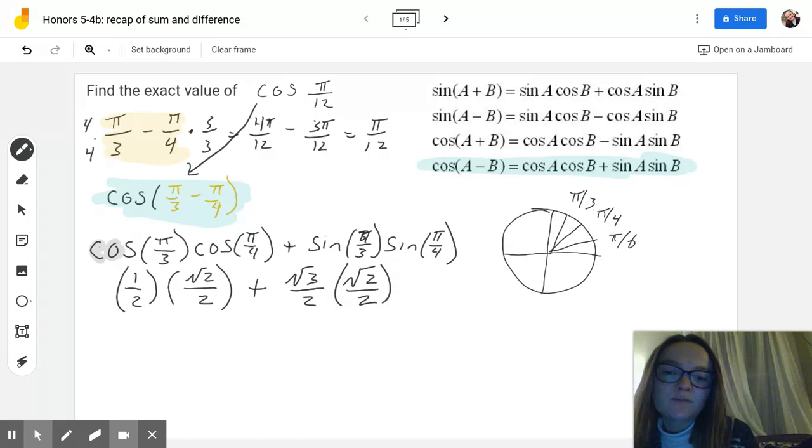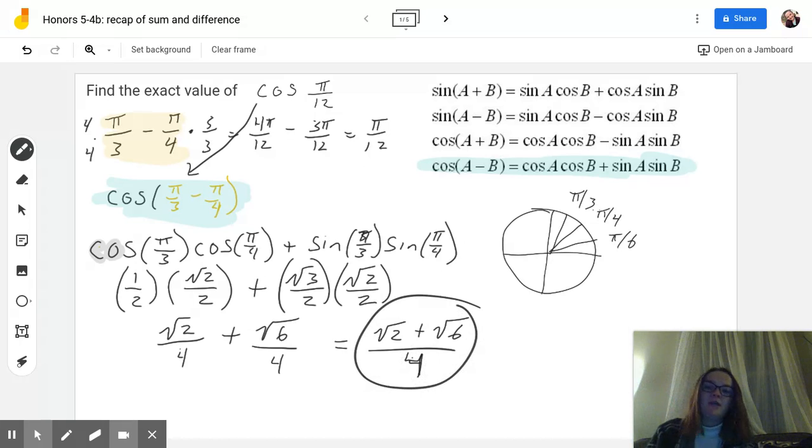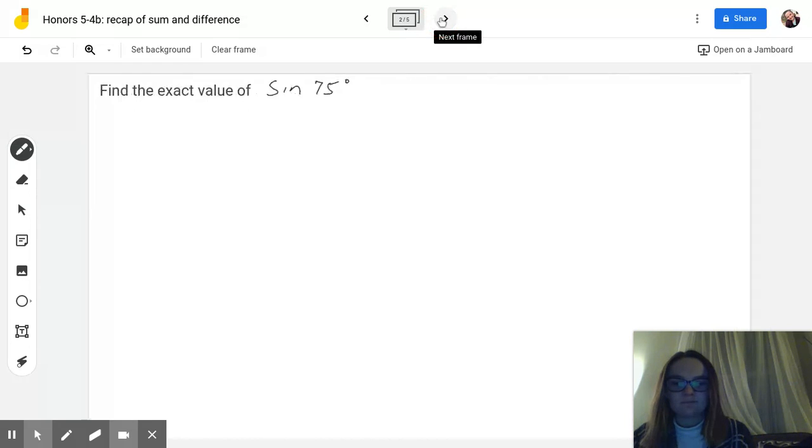Let's multiply these and write this in simplest terms. 1 times radical 2 is radical 2. 2 times 2 is 4. Plus radical 3 times radical 2 is radical 6 over 4. And so what I get is radical 2 plus radical 6 all over 4. And that is one very simple application of the sum and difference formulas. All right, let's move on to the next question.